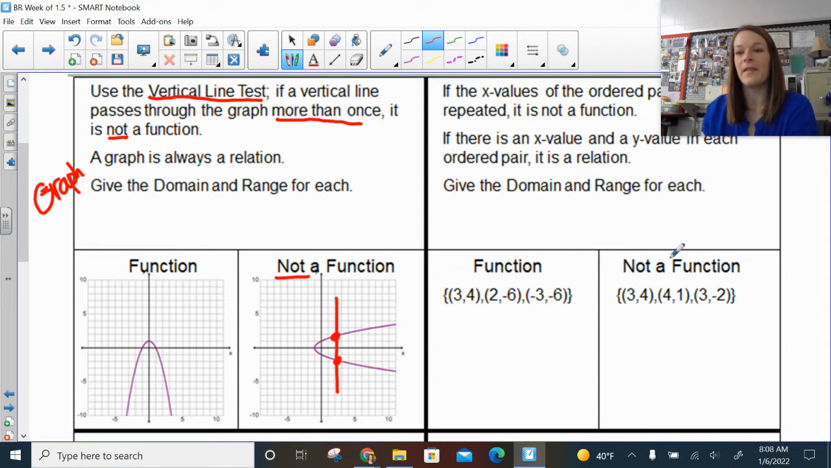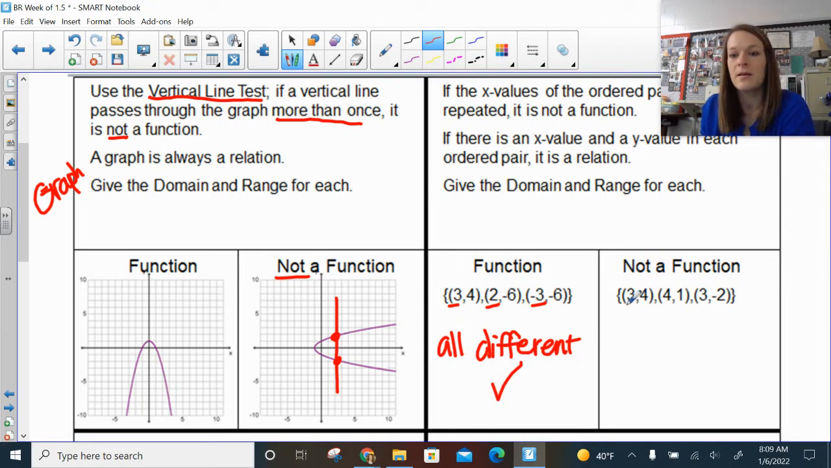Okay. And then when you're looking at your coordinate pairs, this is your graph, you do your vertical line test. Here you're looking at coordinate pairs. So you want to look at all your x values. So I have 3, 2, and -3. They are all different, so it's a function. Here I have 3, 4, and I have another 3. Because I have two 3s, it is not a function.